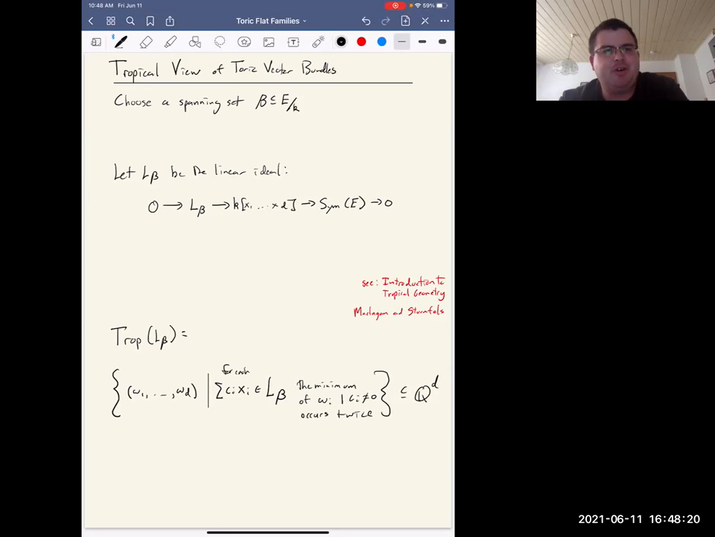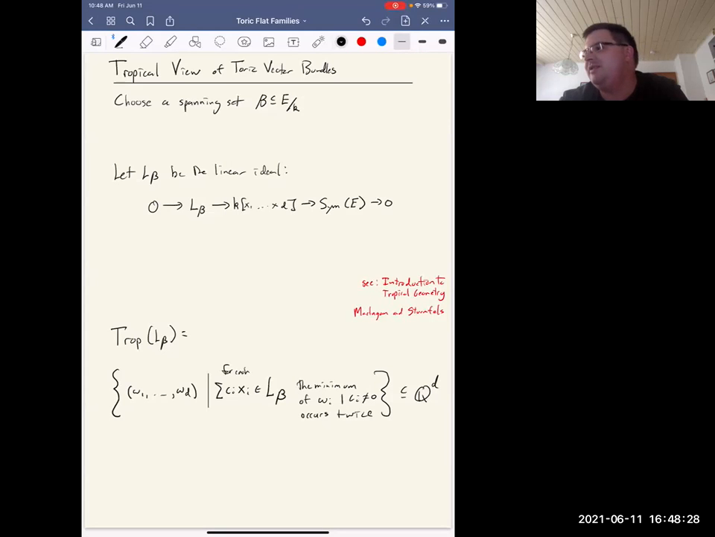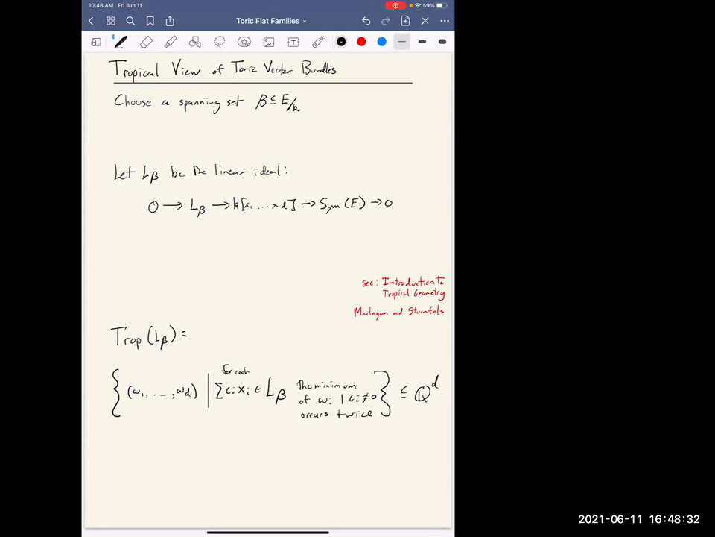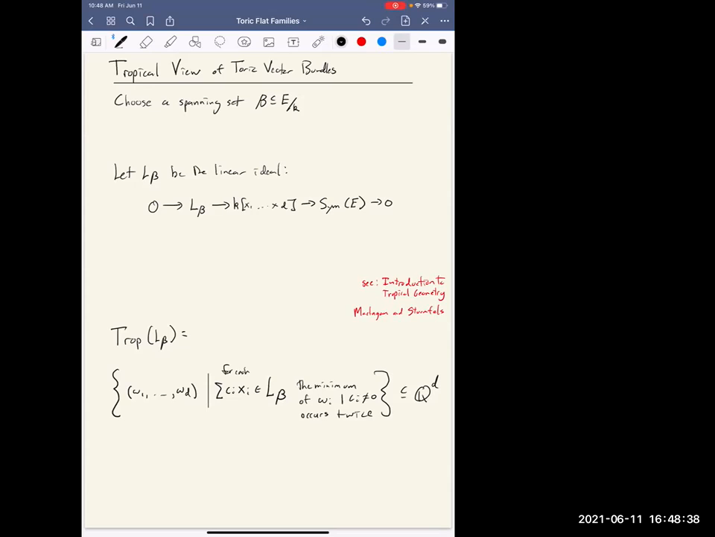What happens if you choose a different spanning set, actually? Excuse me? What if you chose a different spanning set B, essentially a different basis of the fiber of the vector bundle over 1? Well, you would get a different tropicalized linear space. Okay, so you're in a different chamber of the Tits building or something. That's right. And in a moment, I'll explain.